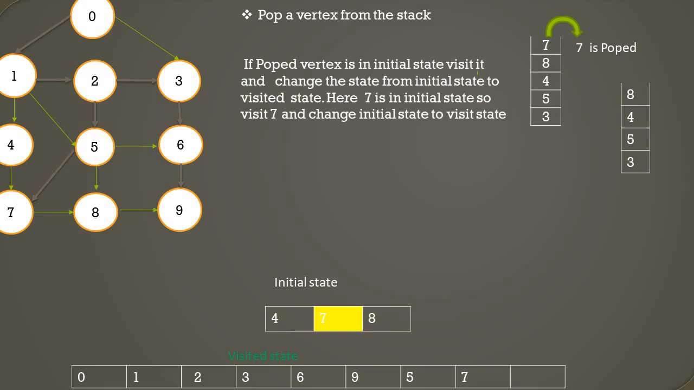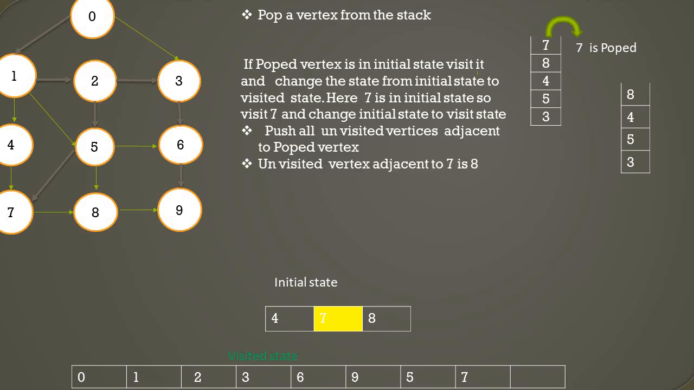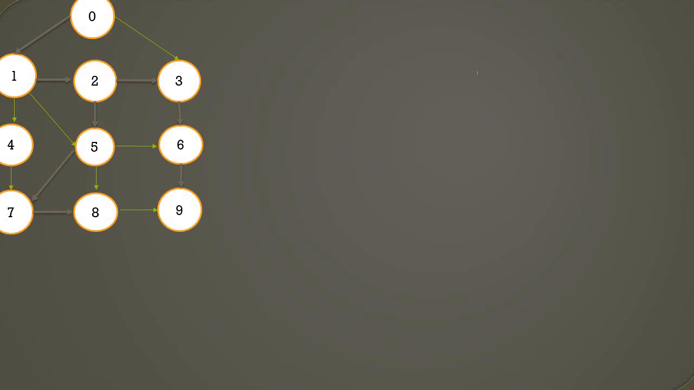The popped vertex changes from the initial state to the visited state. 7 is in the initial state, so visit 7 and change the initial state to the visited state. Push all the unvisited vertices adjacent to the popped vertex. The unvisited vertex adjacent to 7 is 8. Push 8 into the stack.